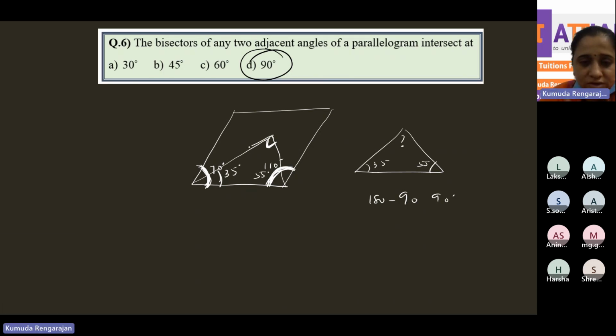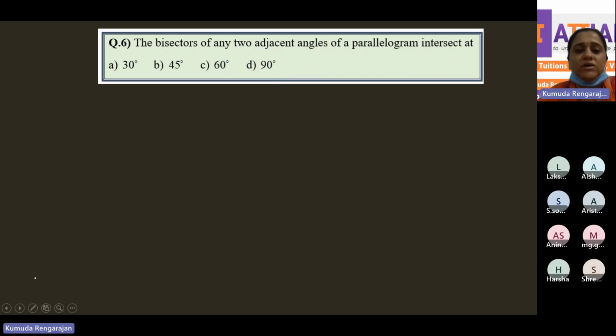This triangle, we know two angles, 35 degrees and 55 degrees. Their sum is 90. So what will be the measure of the remaining angle, the third angle? 180 minus 90, which is 90. This is not only for 70 degrees, any angle.